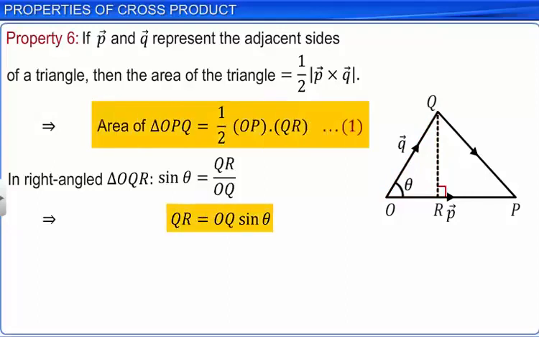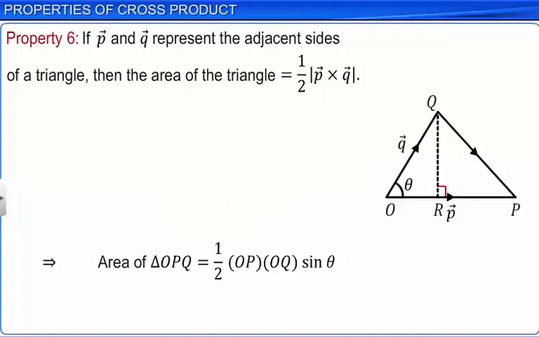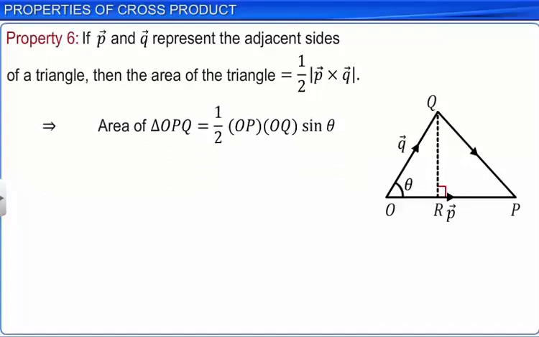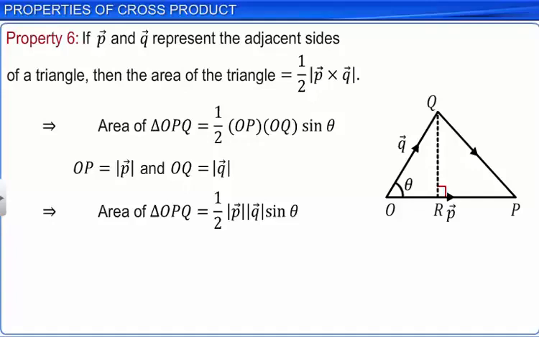Now, OP is equal to the magnitude of vector P and OQ is equal to the magnitude of vector Q. This implies that the area of triangle OPQ is equal to half of the product of the magnitudes of vectors P and Q and sine theta. The product of the magnitudes of vectors P and Q and sine theta is equal to the magnitude of the cross product of vectors P and Q. Thus, the property is proved as shown.